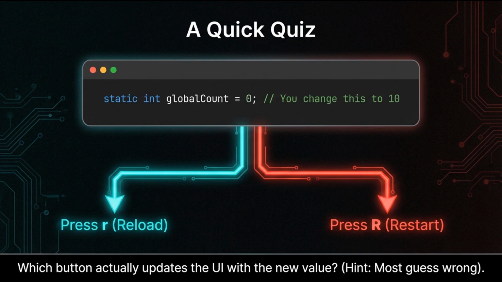Quick quiz. You have a static integer called global count. Initialized to 0, you change it to 10 in your code. Now, do you press lowercase r for hot reload or uppercase R for hot restart to actually see the new value on screen? Hint, most people guess wrong.